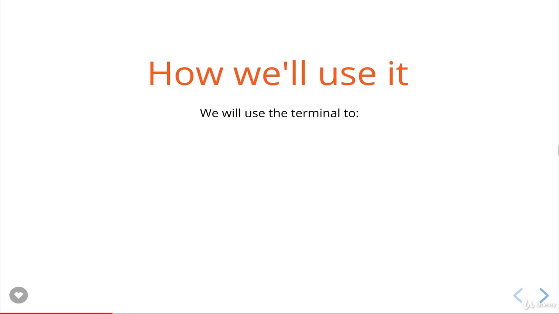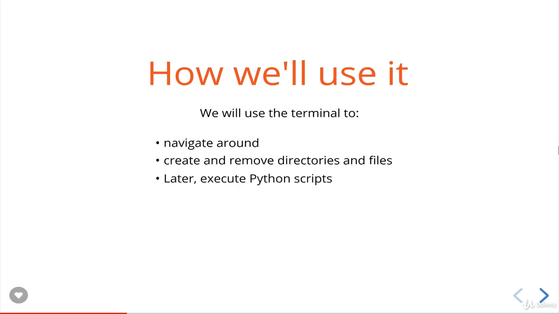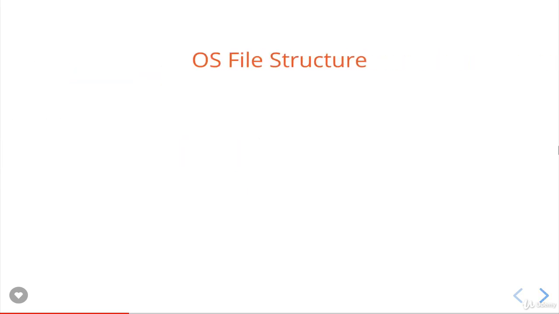As the name implies, there's a lot to it. We are just going to hone in on a couple of things. Navigating around, creating and removing folders or directories, and files. And then executing Python scripts. For that last one, we will have to install Python first, so that will happen in the next section. And then we'll be using the command line, the PowerShell, alongside Python. But to start, let's just talk about the operating system file structure.